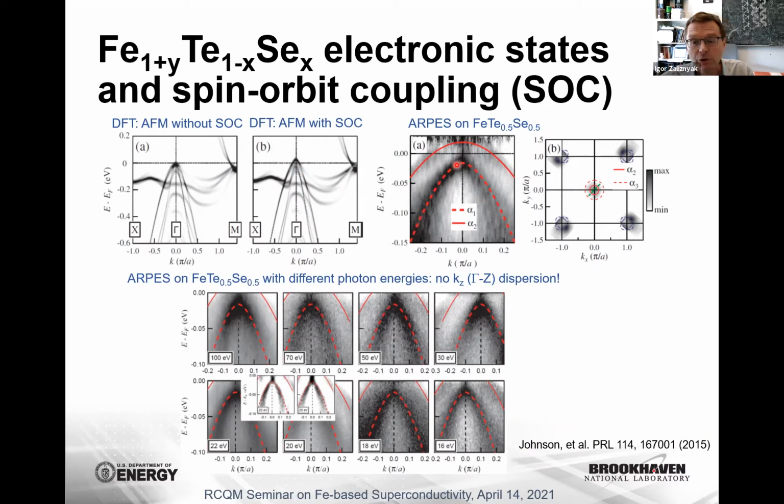It was also shown that this alpha 1 band, this is a bulk band that I will be talking about later in more detail, is actually non-dispersive in the direction perpendicular to the ab plane, which also contradicts the simplistic DFT calculation, but that is just another failure of DFT.